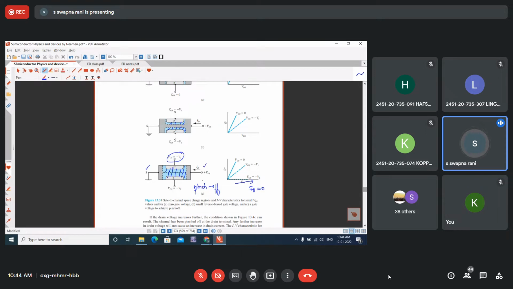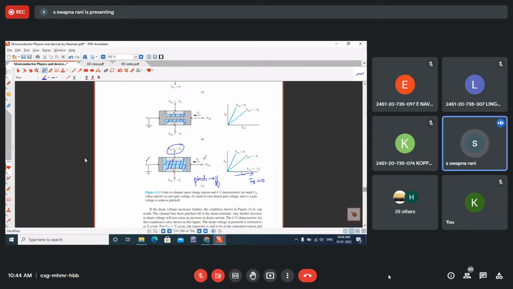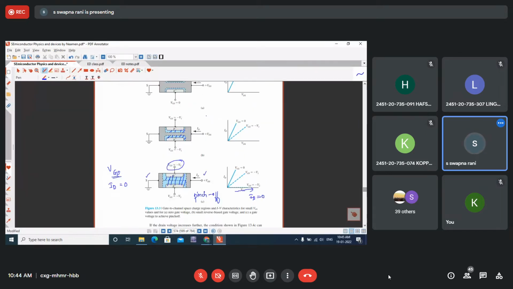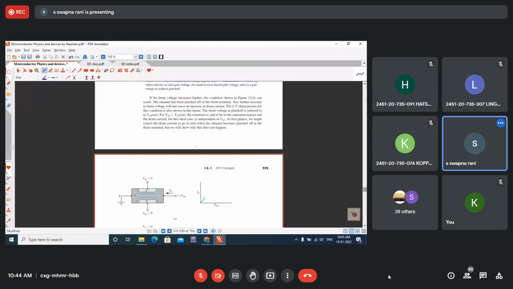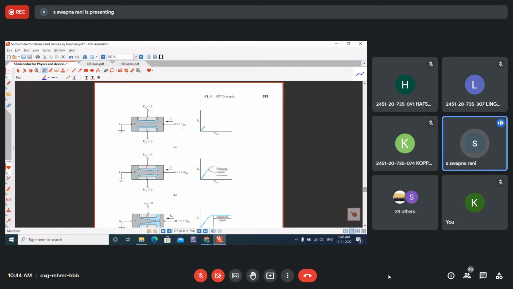Now we can define the pinch off voltage. Pinch off voltage is the gate voltage for which the channel is completely filled by the depletion regions and the current becomes 0. So this is the effect of VGS on ID. Now we have seen separately the effect of VDS on ID, keeping VGS at 0, we observed only the effect of VDS.